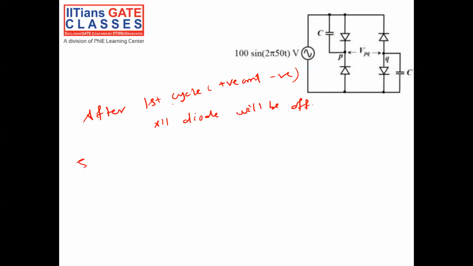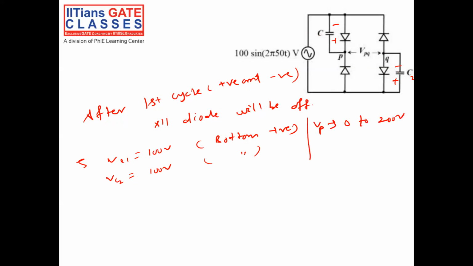Okay, and this voltage VC1 will be 100 volt, right? Bottom is positive. Similarly, VC2 will be 100 volt. Same, bottom is positive. Okay, and VP varying from 0 to 200, we have seen. VQ varying from 0 to minus 200, because VP is Vn plus Vc, VQ is minus Vn plus Vc. Okay, so it is varying like this.